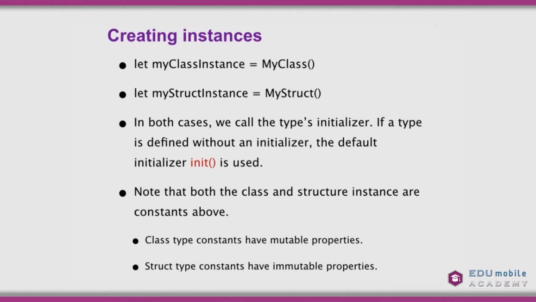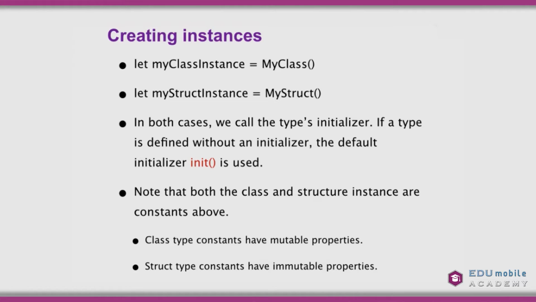Now, let's talk about what happens when we do this. If we set up a class constant, if we say let myClassInstance equal MyClass, and MyClass is a class, we hope so, then the properties of that class will still be mutable. It's a reference type. The class itself, in some fundamental way, is immutable, but its properties are mutable as long as they are var properties.